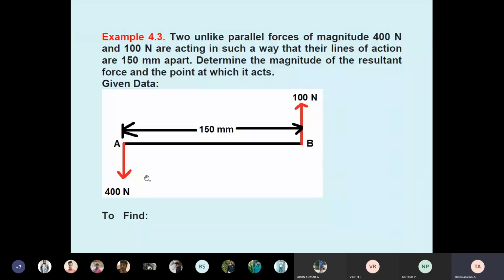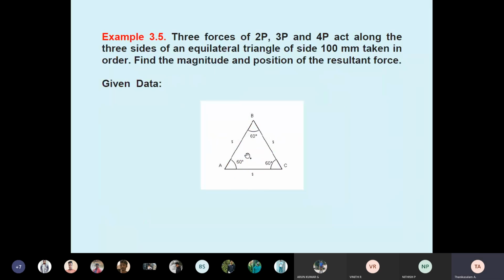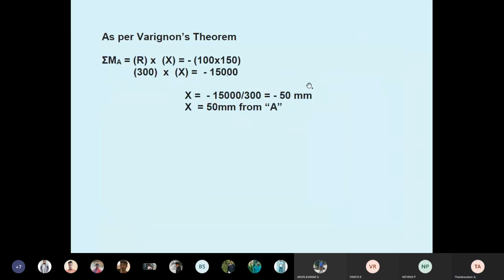See, while taking moment, you have to identify which force giving moment, which force do not give moment. How do you identify? If any force comes to the reference point, it does not give moment. Here, A is the reference point. So 400 starting from A, it does not give moment. Only 100 is perpendicular with the AB. What is the moment? Force perpendicular, 100 into 150. That's why I marked 100 into 150.